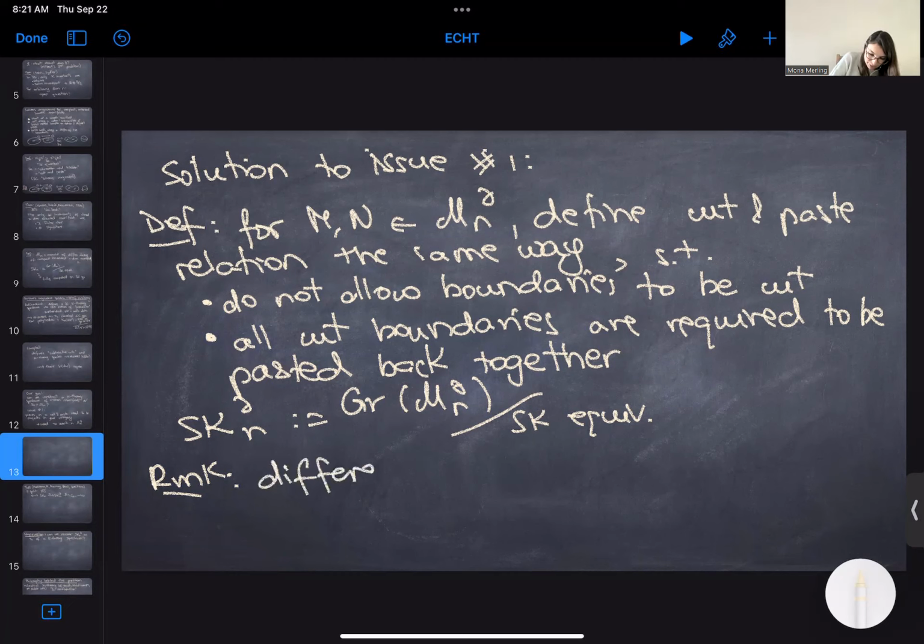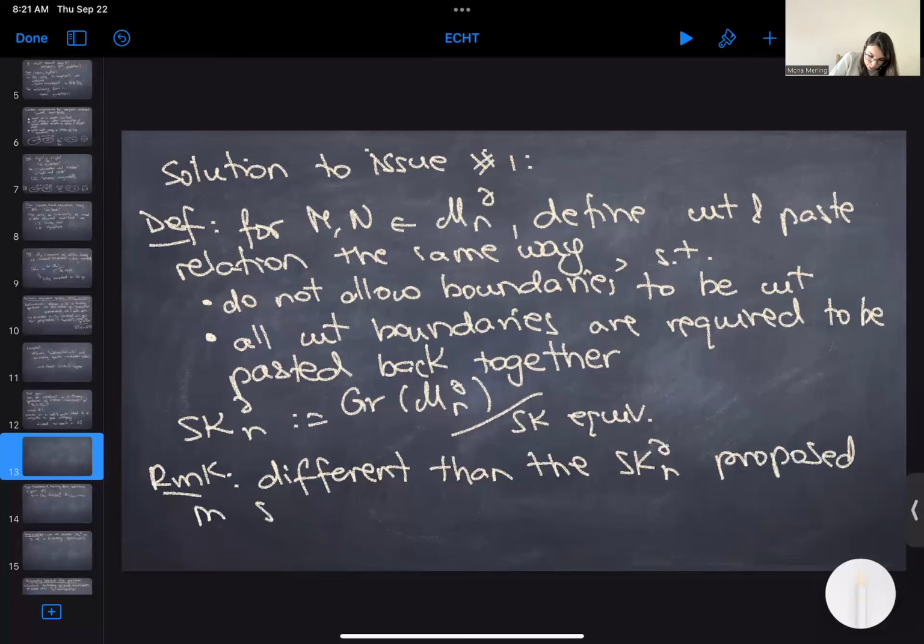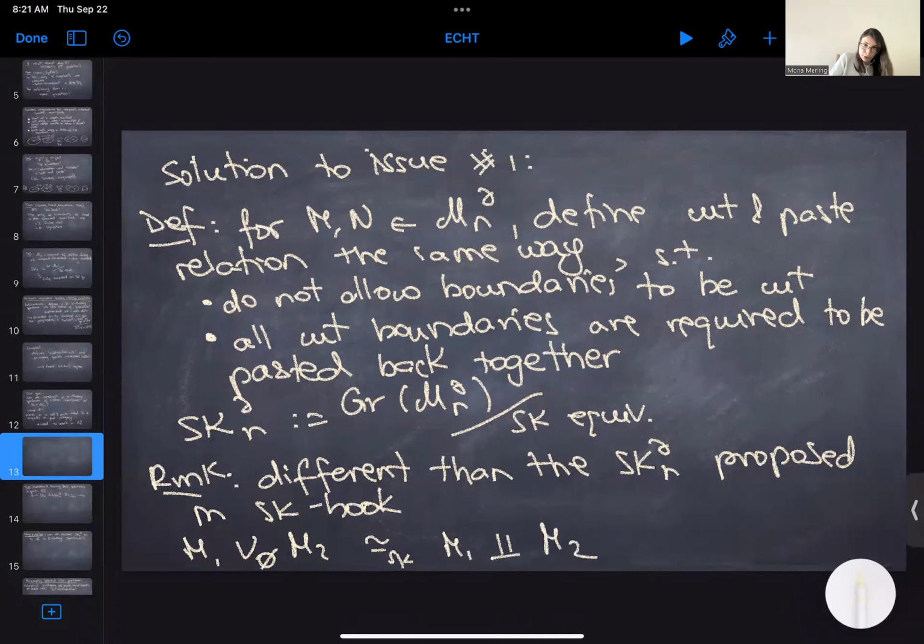So this is different from the SK_n boundary proposed in the SK book. This is a small warning. The difference is precisely this: they let these two manifolds pasted together be SK equivalent to M1 disjoint union M2, so they do not paste the cut boundaries together.